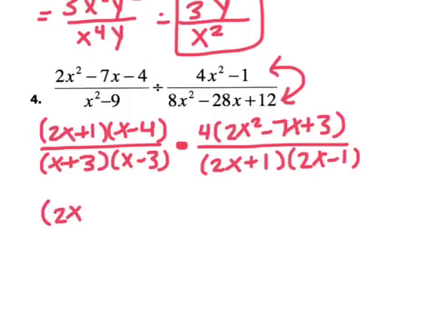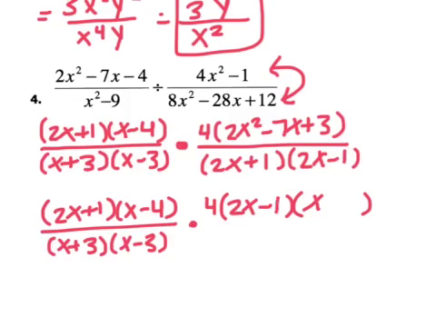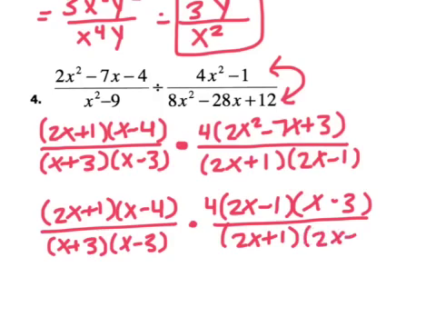I've got 2x plus 1, x minus 4, x plus 3, x minus 3, and I need to factor the trinomial in my second numerator. So that is also a tricky trinomial. So 2x and x, we've got a minus 1 and a minus 3, divided by 2x plus 1 and 2x minus 1. We can go ahead and cancel anything in the numerator with anything in the denominator.